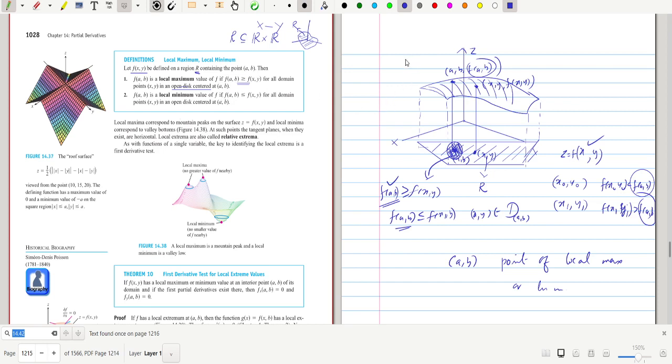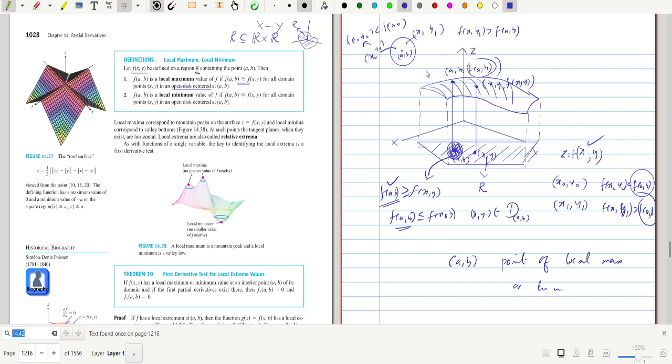If you consider any neighborhood of that (a, b), suppose every neighborhood contains at least two points, say (x0, y0) and (x1, y1). For this point we have f(x0, y0) less than f(a,b), and at this point we have f(x1, y1) greater than f(a,b). In this case, you can say that this (a, b) is neither maximum nor minimum. So this is to understand the local maximum and local minimum of a two variable function instead of a one variable function.